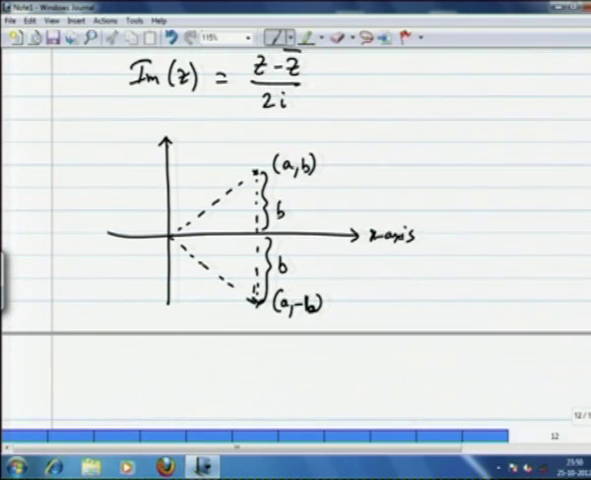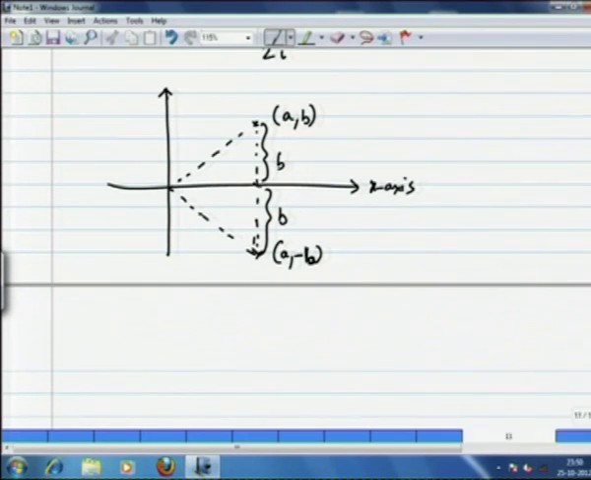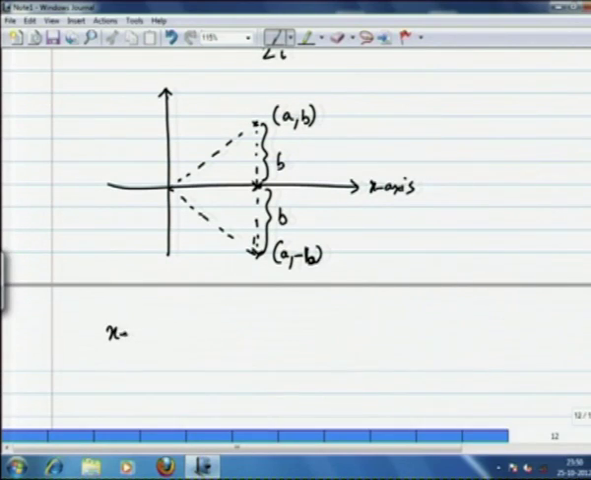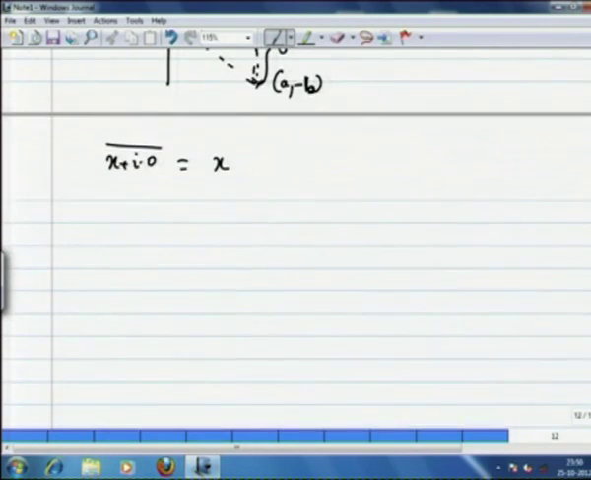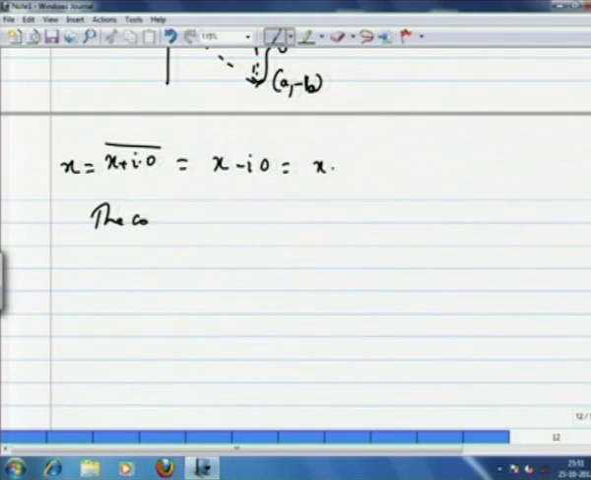So, that is telling you that, well, it is also clear from the definition that if you reflect a point on the x axis through the x axis, you get back this very same point. So, the conjugation of a real number in the complex plane is the real number itself. The conjugate of x plus i times 0 is x itself, that is, x minus i times 0, which is x.